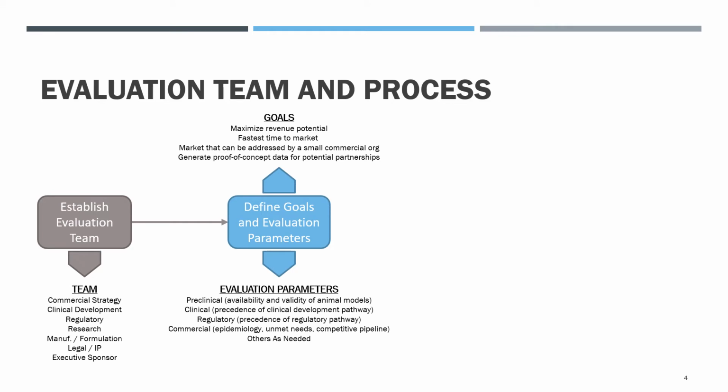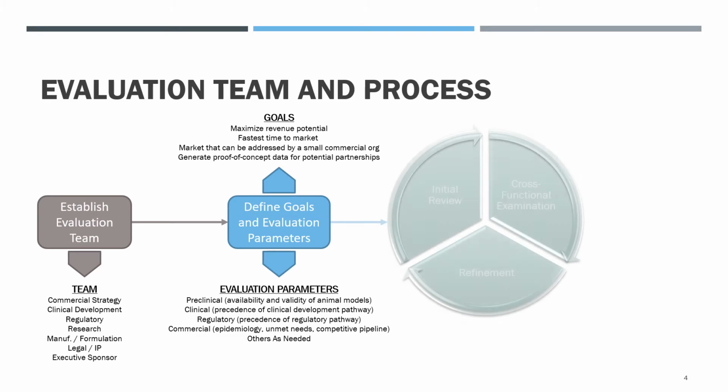Setting up the evaluation parameters is another important step in the process. These parameters can include preclinical in terms of availability and validity of animal models, clinical in terms of the potential pathway from a clinical development perspective, regulatory in terms of any precedence of regulatory approvals prior, and commercial, including epidemiology, unmet needs, and competitive pipeline. And of course, others can be included as needed. As with the goals, it is important to tailor the evaluation parameters to your specific needs.